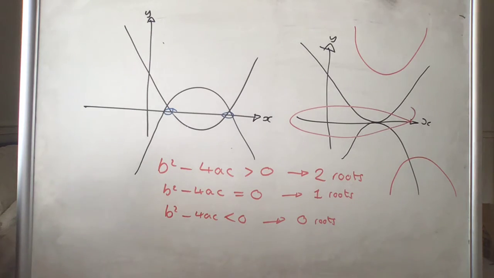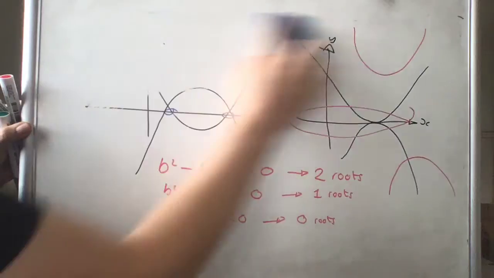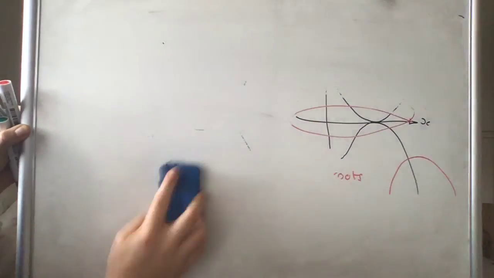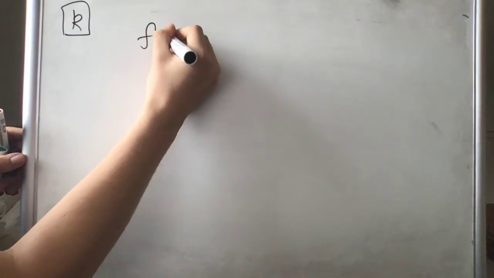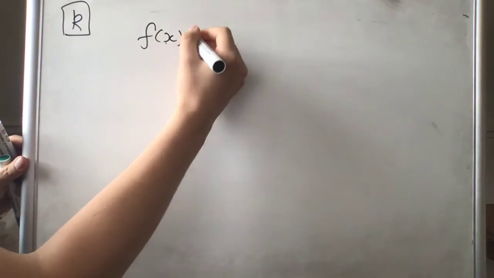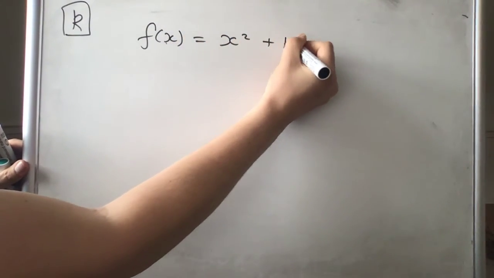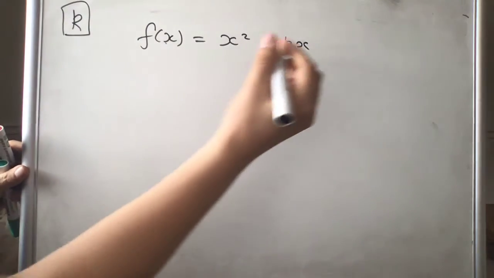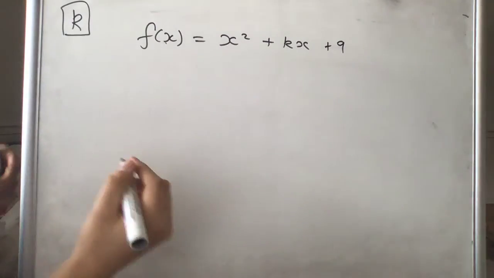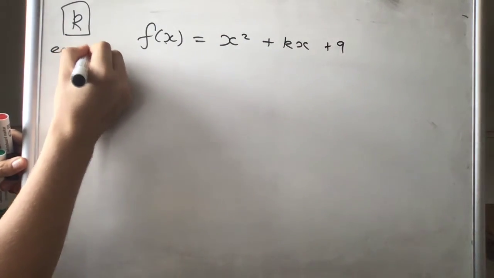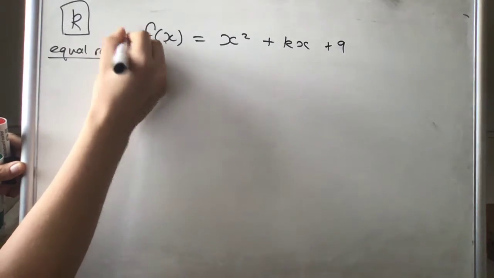So let's have a little look at an example. Let's get rid of all this information and let's do a question. Let's find the values of k, okay, for which f of x, our function, is equal to x squared plus kx plus 9 has equal roots, okay? So we're looking for the value which has equal roots.